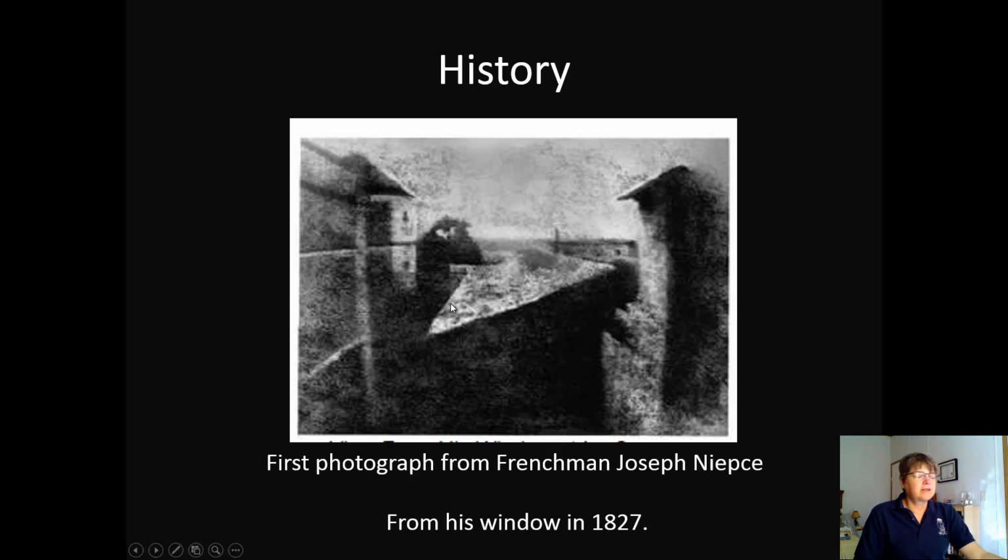It was a camera he had built. I think they called it a camera obscura back then, and he left the shutter open for a long period of time. I think this is a roof from his window. He's looking down at another roof. I'm not really sure what we're looking at there, but that's the first picture.